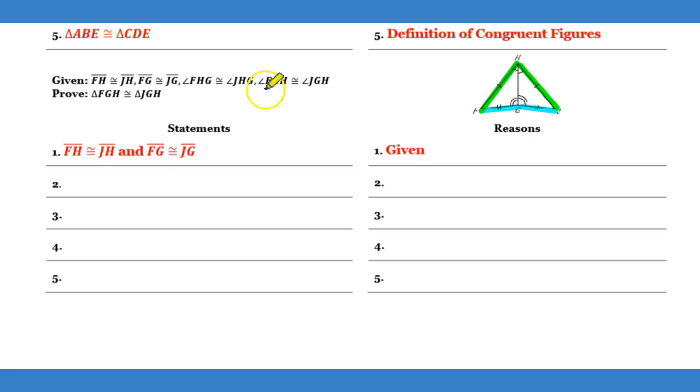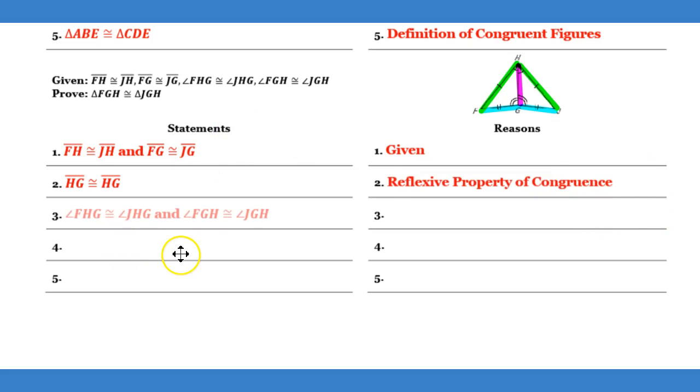So I got 2 out of 3 sides congruent. Well, I also can prove that my third side is congruent because they share it and it is congruent to itself. So that's the reflexive property. HG must be congruent to itself. All right, now we're going to look at the angles.